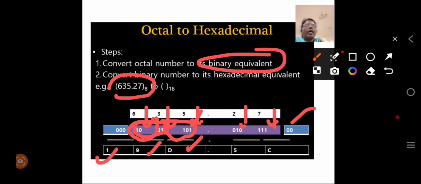The same way in the fractional part, from the binary point we have to travel towards the right direction. So 0101 is the first 4-bit group in the fractional part, which is equivalent to 5, and then 11 is left out, and 2 more zeros we have to add here. So 1100 will give the 4-bit binary code, which is equivalent to C in hexadecimal.